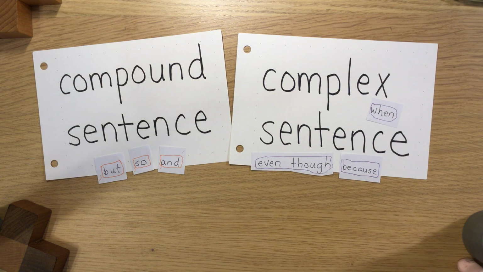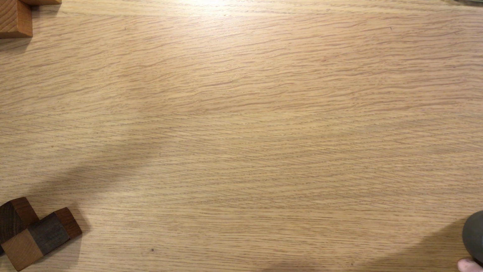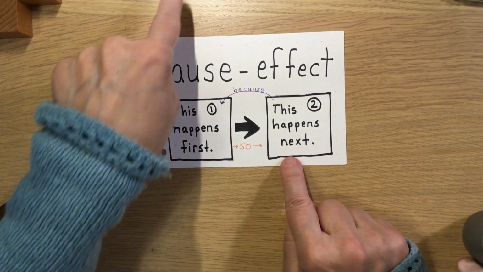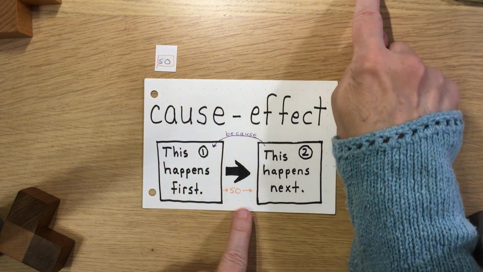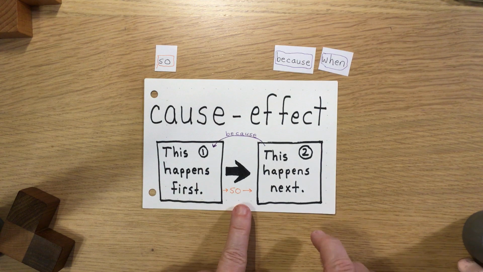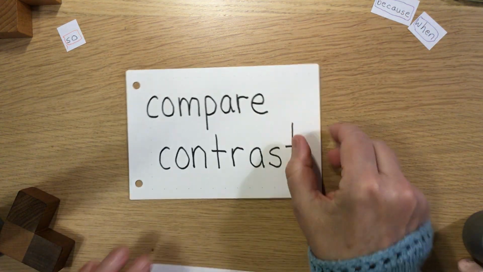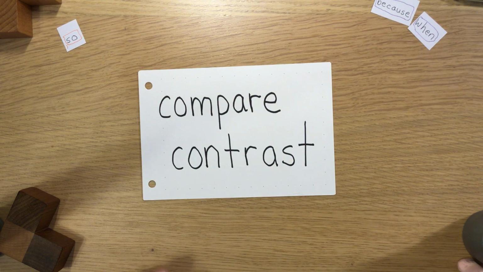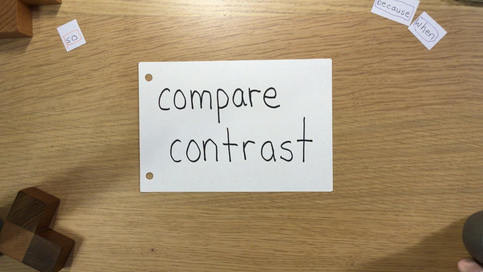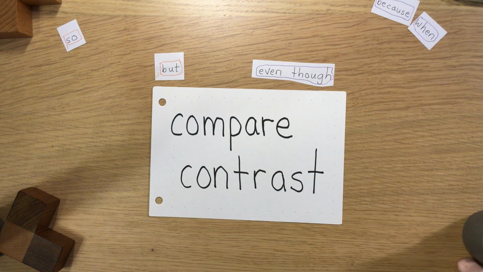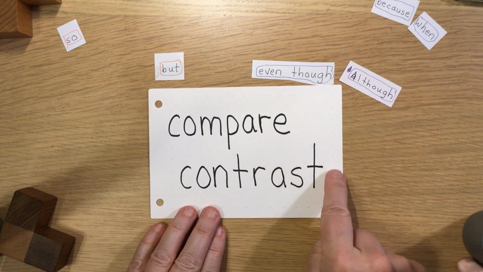So when we are looking at our two sentences, we need to decide, how do those sentences go together? If we are talking about one sentence causes the other one to happen, and it's cause-effect, then for the compound sentence we're going to use so. For the complex sentence we're going to use because or when. We could also use if or since. But if the two sentences are comparing and contrasting two different things, if the things kind of don't seem to agree, they seem sort of opposite, or that like they don't quite make sense together, then we might be using but, or even though, or although to put them together.